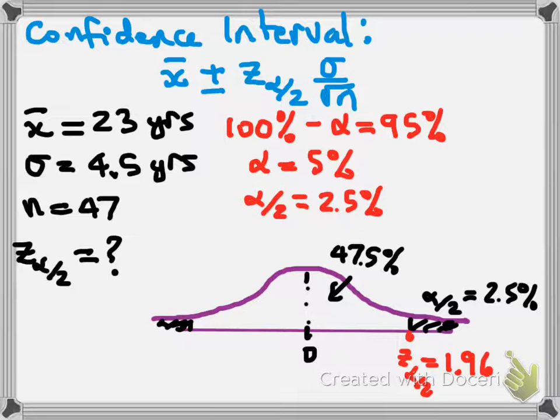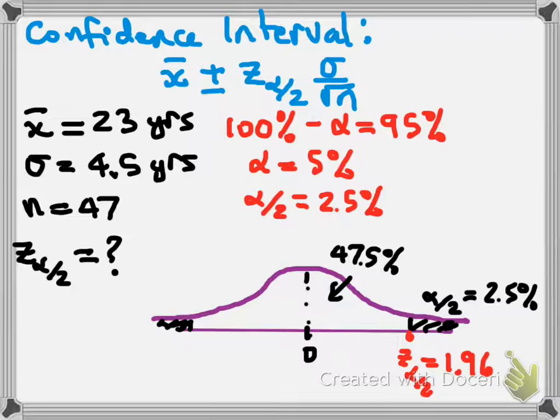So you should do that. You should check your table of values, your z table, and look for 0.4750 in your area, and then read that back to your z scores. You will see that it's 1.96. That is our z sub alpha over 2, which is our critical value.